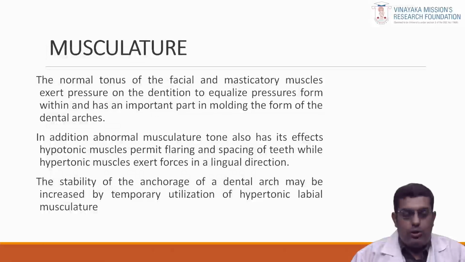Coming to the musculature, the normal tonus of the facial and masticatory muscles exerts pressure on the dentition to equalize the pressures from within, and has an important part in molding the form of the dental arches. In addition, abnormal musculature tone also has its effects. Hypotonic muscles, for example, permit flaring and spacing of teeth, while hypertonic muscles exert forces in a lingual direction. The stability of the anchorage of a dental arch may be increased by temporary utilization of hypertonic labial musculature.